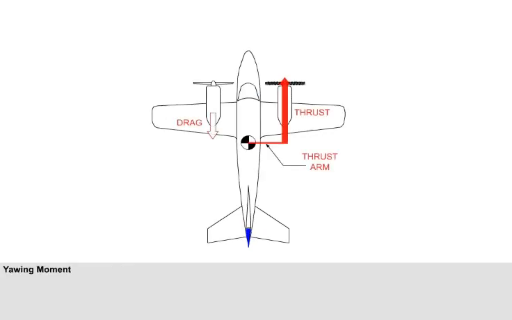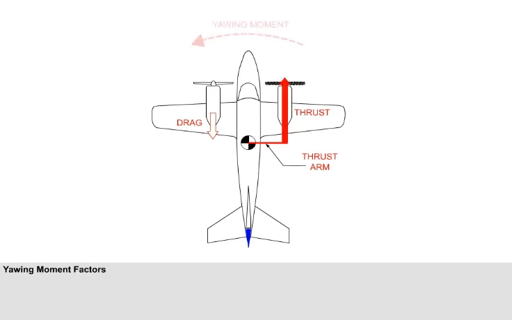The yawing moment is the product of thrust from the operating engine multiplied by the distance between the thrust line and the centre of gravity, the thrust arm, plus any drag from the failed engine multiplied by the distance between the engine centreline and the CG.